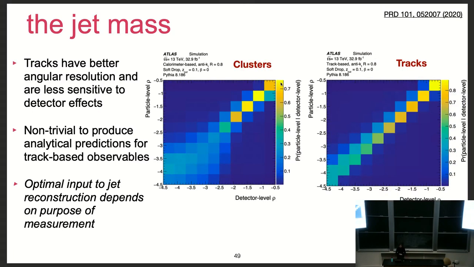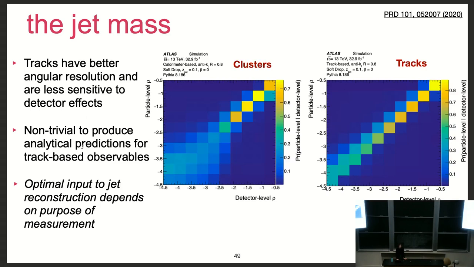And one last note I wanted to point out here is, as I mentioned before, you can use different objects to reconstruct your jets. All of the studies I was showing so far were just using the cluster, the calorimeter information. But tracks have a much better angular resolution and are less sensitive to different detector effects, like pileup. So you can see here the response matrix for the unfolding for the cluster or calorimeter-based one and the track-based one. For the track-based one, this is much more diagonal. So you can really see that the detector effects are going to be much smaller. And in general, we also have quite small uncertainties on our track reconstruction. So depending on what you want to do, this can be very powerful.